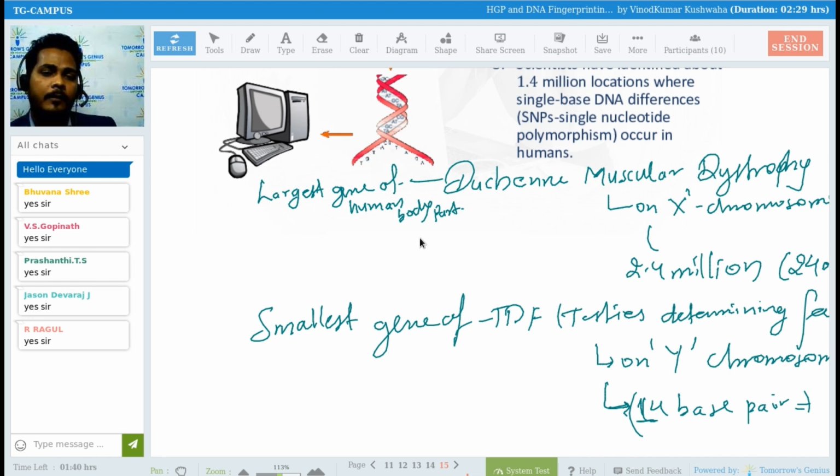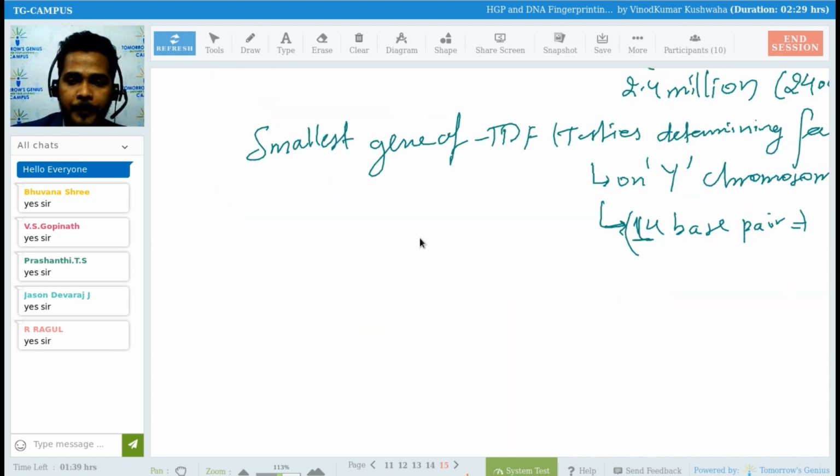Now let's talk about the repeated sequence. The salient features of this Human Genome Project mention the repeated sequence, right? So what is that repeated sequence? Let's talk a little bit about it, because that is also important.